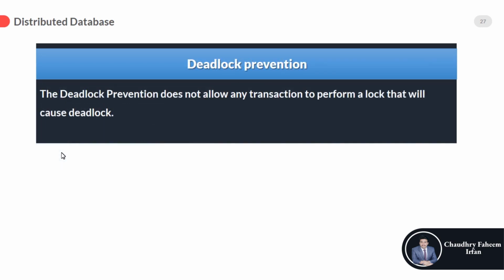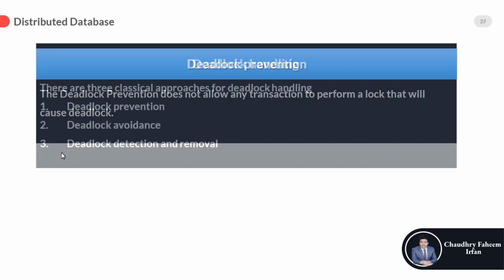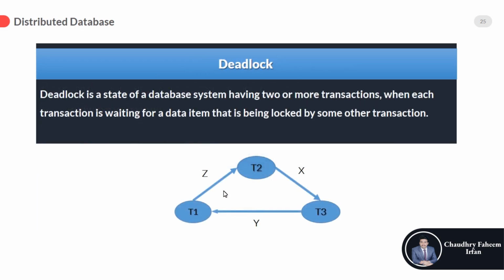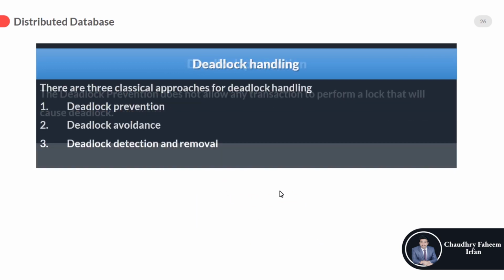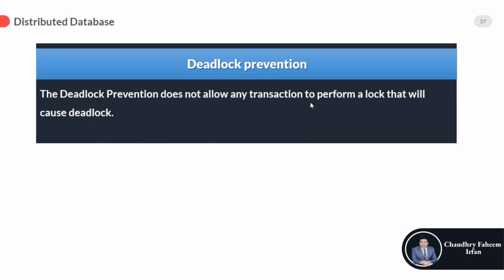Here, the first one is deadlock prevention. Deadlock prevention does not allow any transaction to perform a lock that will cause deadlock. So before transactions go into deadlock, the prevention technique is to not allow any transaction to perform a lock that will cause deadlock. Make a situation in which there is no chance of deadlock.